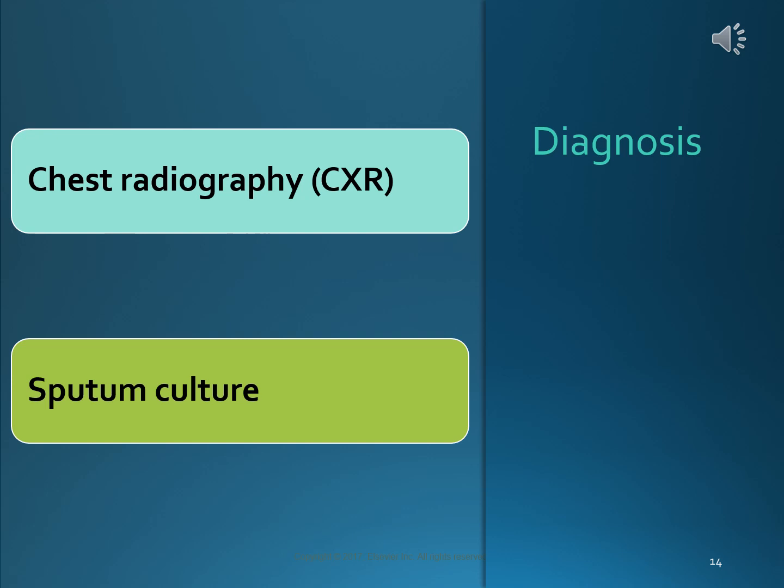Your empirical therapy will be different depending on where the pneumonia came from, because as you recall, the causative organisms are different in a community-acquired pneumonia than they are in a pneumonia that's acquired in a healthcare environment.